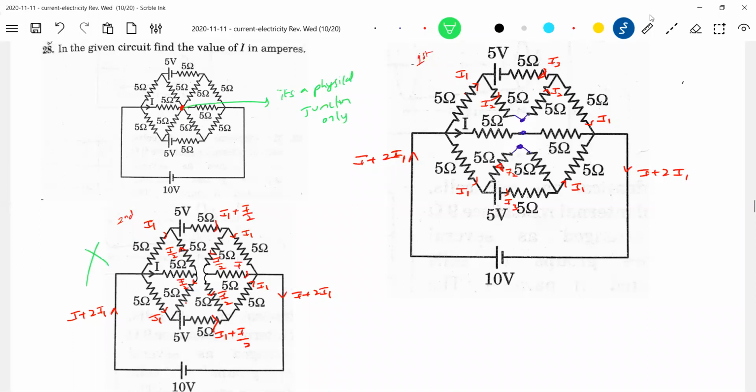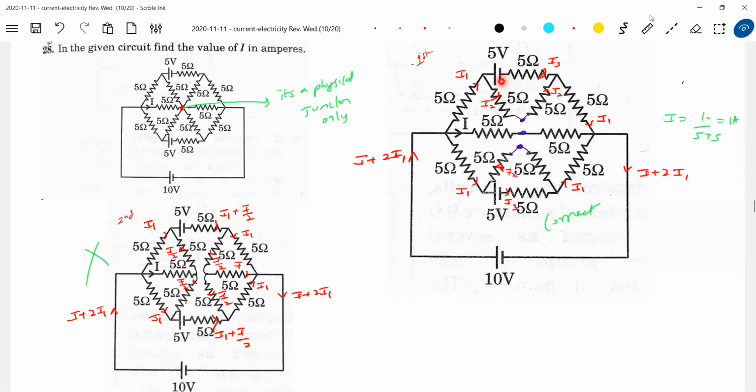This is a wrong thing. Huh? This is correct. No. What was our question? Our question is to find the current I. I need not bother about anything else here. So what is I? 10 by 10, 1 ampere. Right, KVL. Go around like this: plus 10, minus 5i, minus 5i.